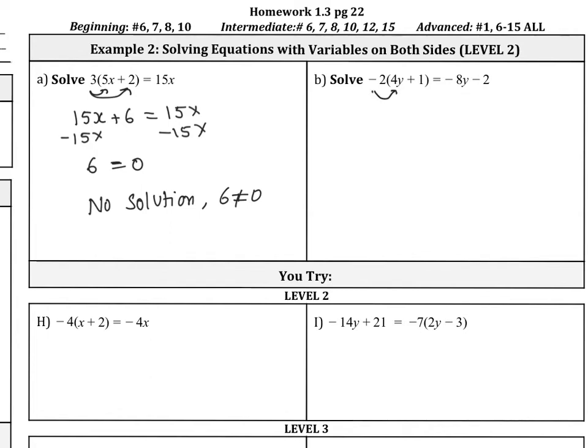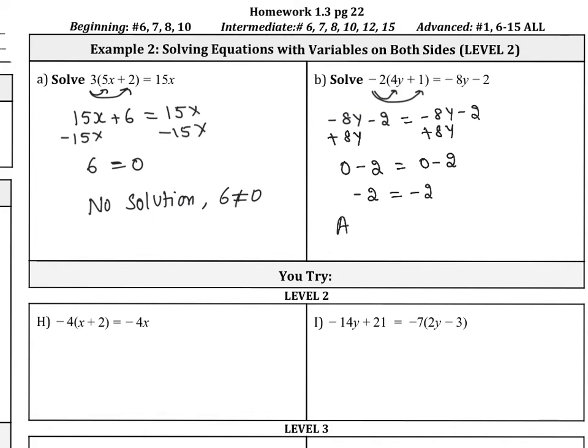First, distribute the negative 2 inside. Negative 2 times 4 would be negative 8y, and negative 2 times 1 would be negative 2, so it equals negative 8y minus 2. Now bring the variables to one side. Add 8y on both sides. Negative 8y plus 8y is 0, so you get negative 2 equals negative 2. In this case, the solution is all real numbers, or you can also write many solutions.